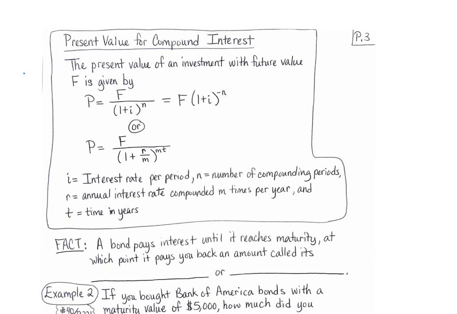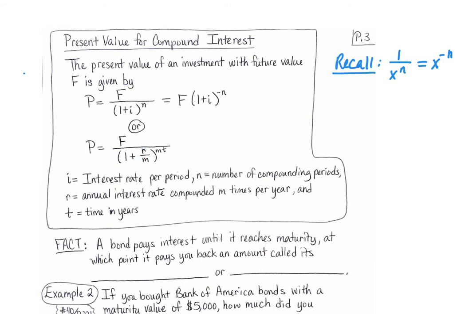Okay, so recall that 1 over x to the n is the same thing as x to the negative n. That's how we get from this step to this step. Or we can use the formula P is equal to F divided by the quantity 1 plus R over M raised to the MT.